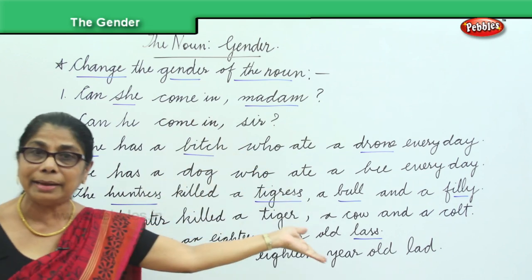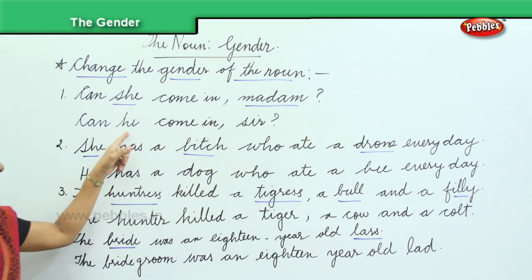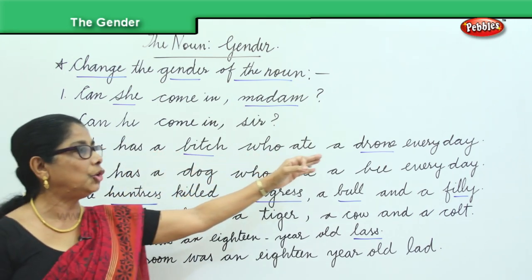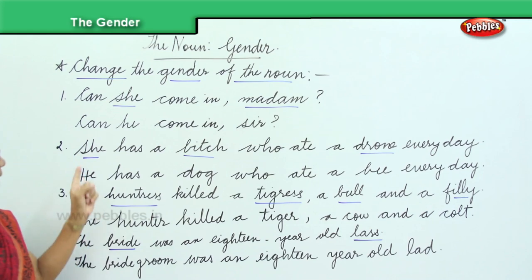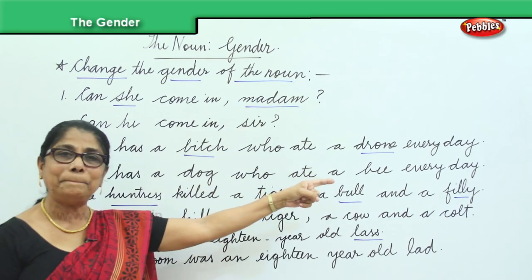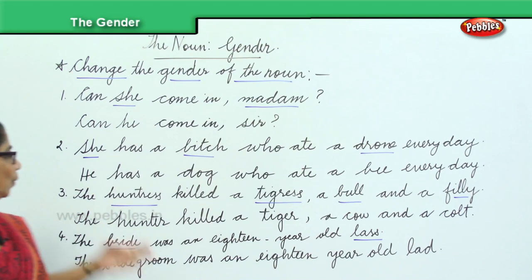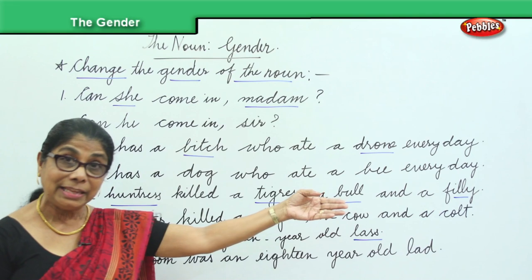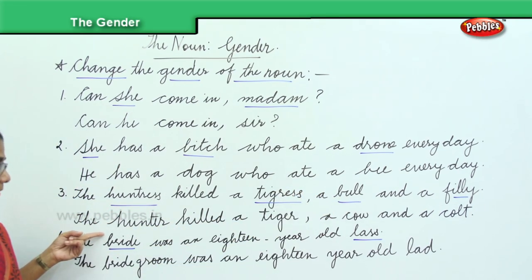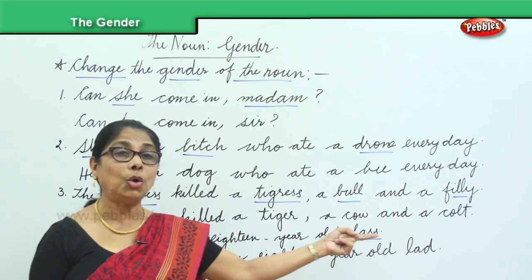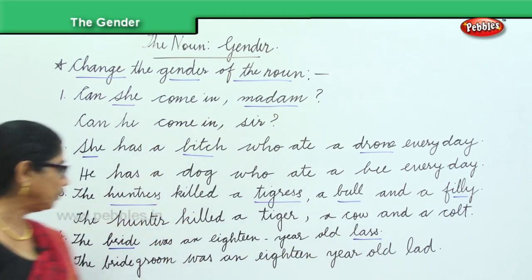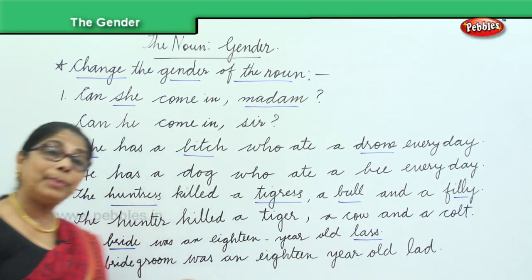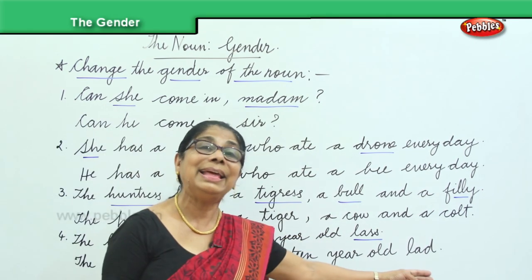Can she come in, madam? Then you say, can he come in, sir? She has a bitch who ate a drone every day. He has a dog who ate a bee every day. The huntress killed a tigress, a bull, and a filly. The hunter killed a tiger, a cow, and a colt. Finally, the bride was an 18-year-old lass. The bridegroom was an 18-year-old lad.